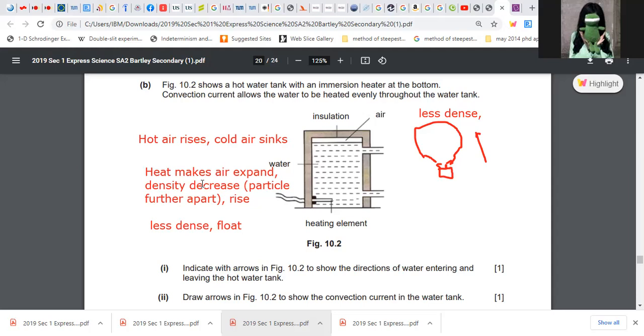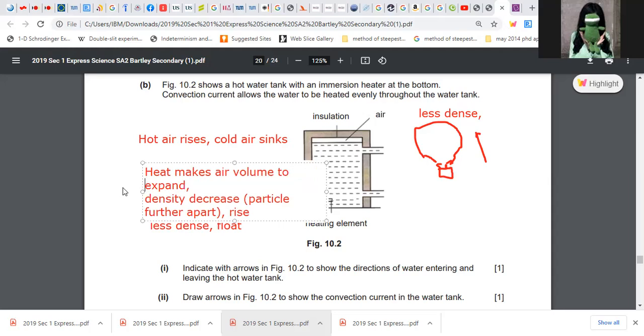The heat will cause the air particles to expand in size. Then the particles don't expand in size. No, just the volume. Volume expands. Oh wait, they will start to move, vibrate vigorously, and then vibrate more vigorously, then they will expand. Okay, more space. Okay, please save image. Okay, save image.